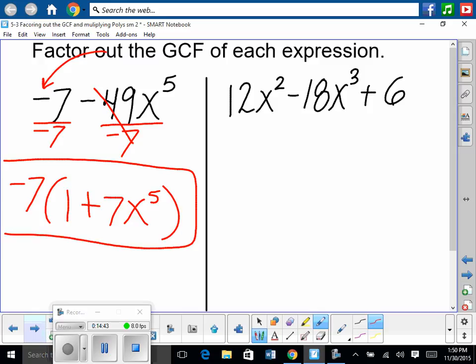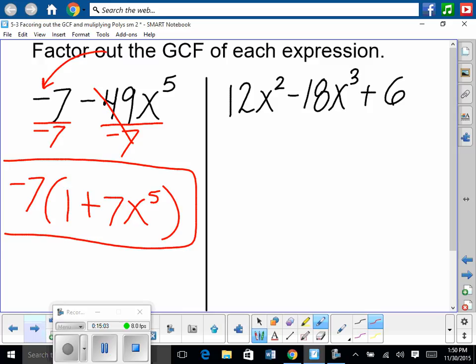And we're almost there. This is pretty easy. What do you see in common? X squared? A 6. So can we pull out any x's? No, because this 6 doesn't have an x.